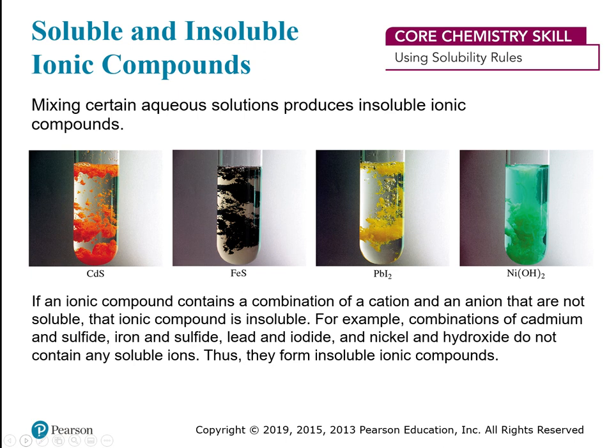So these are some examples of insoluble ionic compounds. Cadmium sulfide and iron sulfide. In that table, we didn't see anything about sulfide, so assume sulfides are insoluble. And if you're not comfortable with the naming that we did in Chapter 6, you'll need to brush up on that, because being able to read a chemical formula and read the name of the compound, you need to be able to do that in order to use the solubility rules.